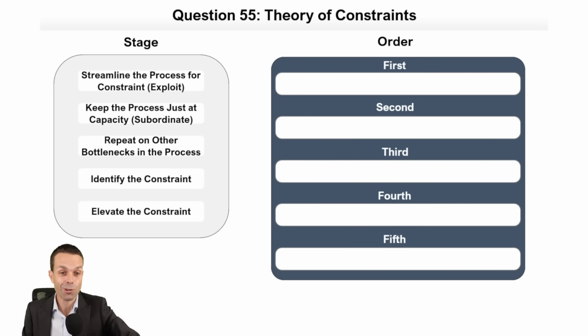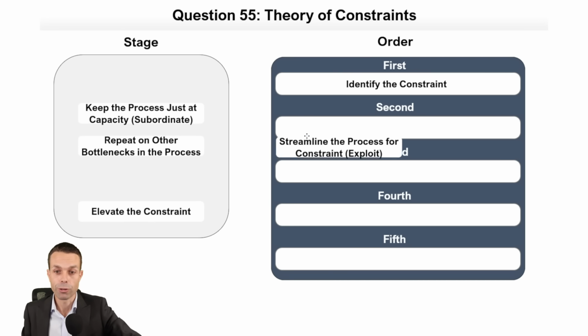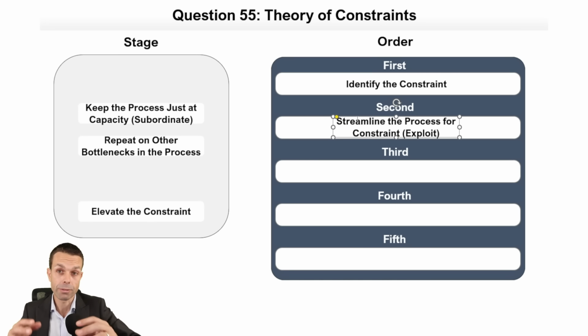Oh, the theory of constraints. Oh, I love this one personally. Very Agile-centric, this one. And the order of the theory of constraints, I think Eli Goldratt was the one who did this. First, we need to identify it. So we're going to grab that. And now what do we need to do? Then we're going to improve the process or streamline the process for that constraint. We're just going to do everything we can to improve it without spending money on it.